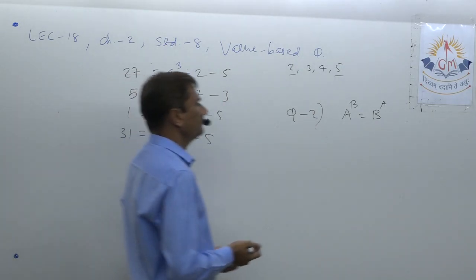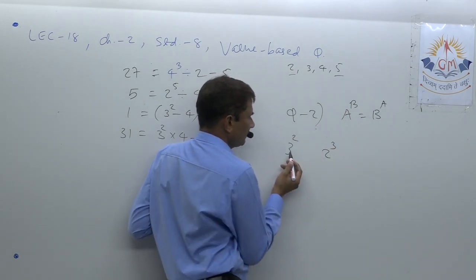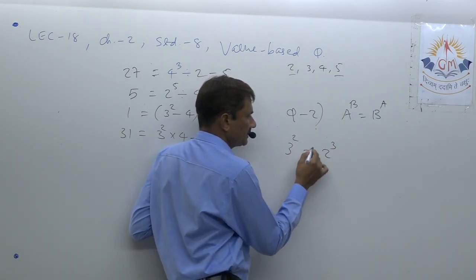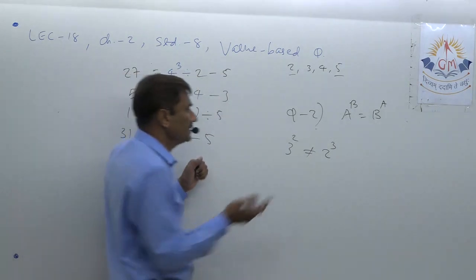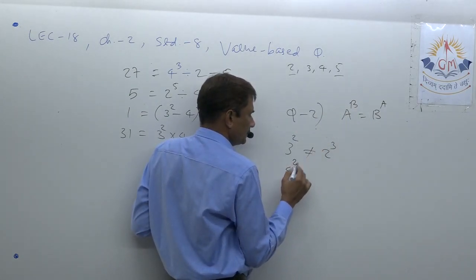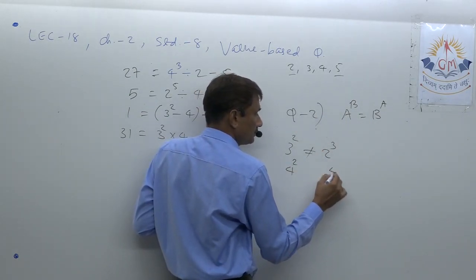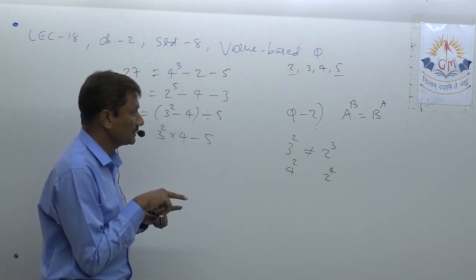To look for different numbers, suppose 3 raised to 2 and 2 raised to 3. They are not equal, because one is 9 and the other is 8. So that is not possible. Suppose 4 and 2. So 4 raised to 2 is 16, and 2 raised to 4 is 16. Okay, that works.